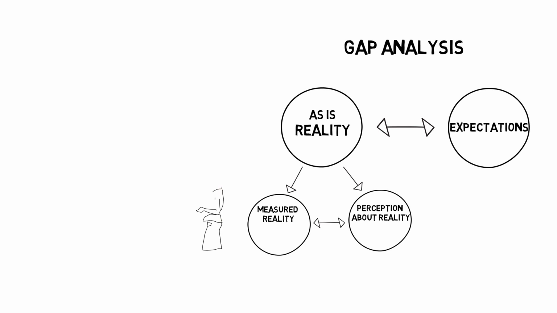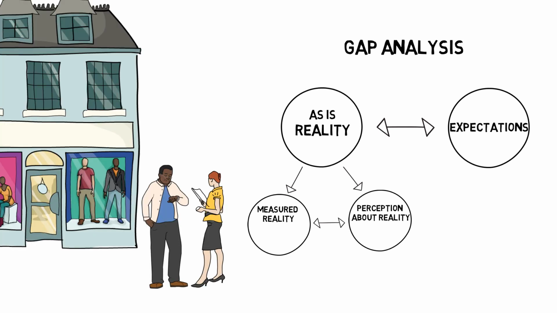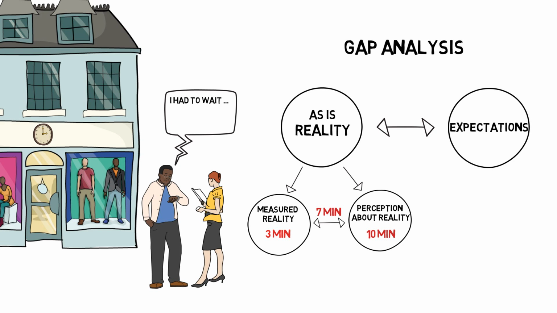For example, you can ask a customer as he is exiting the store how long he had to wait in line, and the answer could be, "I had to wait at least 10 minutes. This is unacceptable." But you measure that customer's waiting time and you see that he waited in line for no more than 3 minutes. What is the 7 minutes gap between customer perception and reality telling you? And what is more important, reality or customer perception about reality?